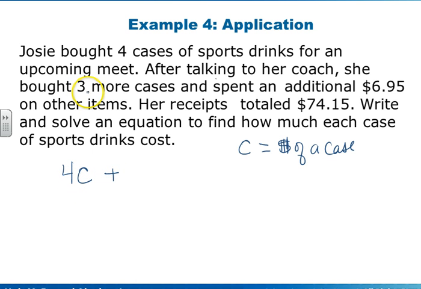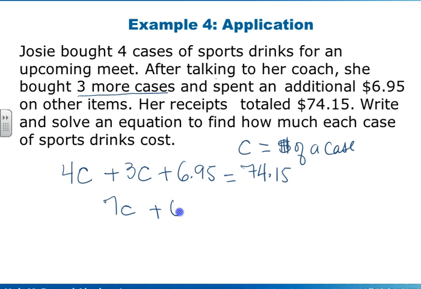Plus, then she went back and bought 3 more. So that'll be 3C. And she also spent an extra $6.95. And all of those things added up together was $74.15. Now here we are not counting tax. Alright, so this here will be combining like terms, 4C plus 3C, basically 4 cases plus 3 cases. How many cases? So altogether she bought 7 cases plus $6.95. And then here we just go ahead and subtract $6.95.